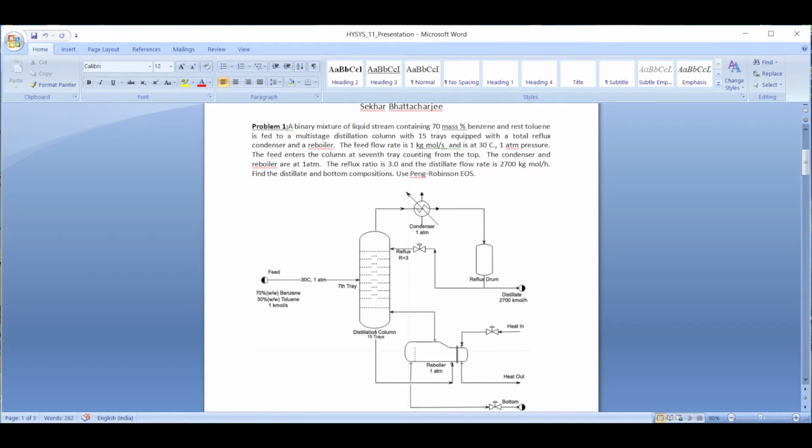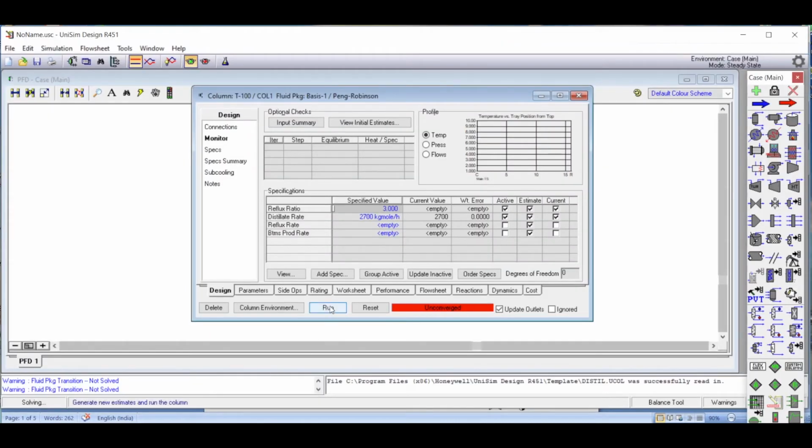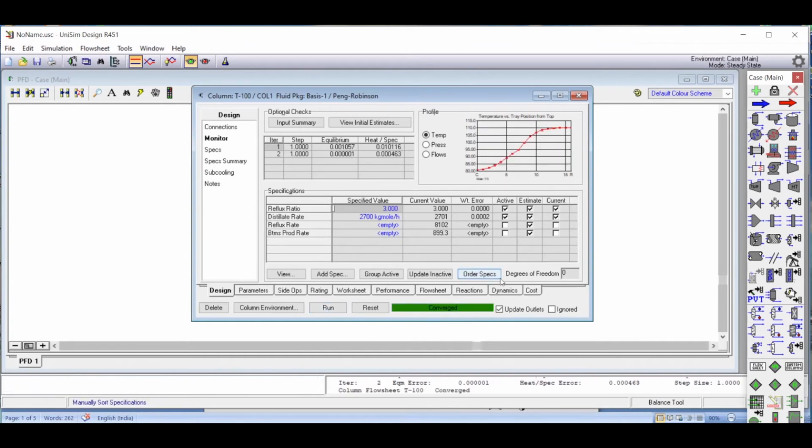So why not we simulate the problem? Right now this is unconverged. So we hit run here and you see this is converged. So the problem has been totally solved.